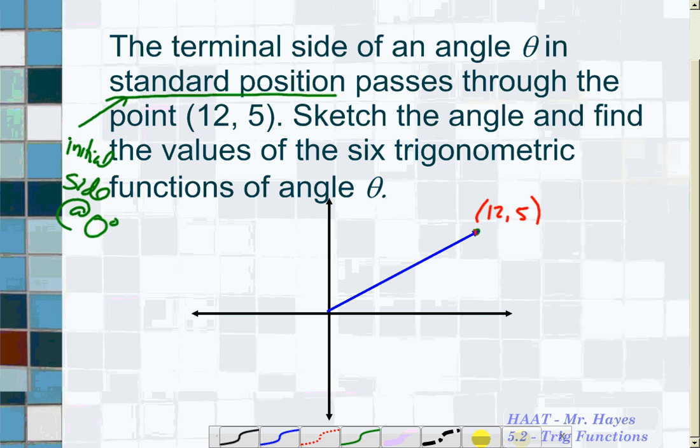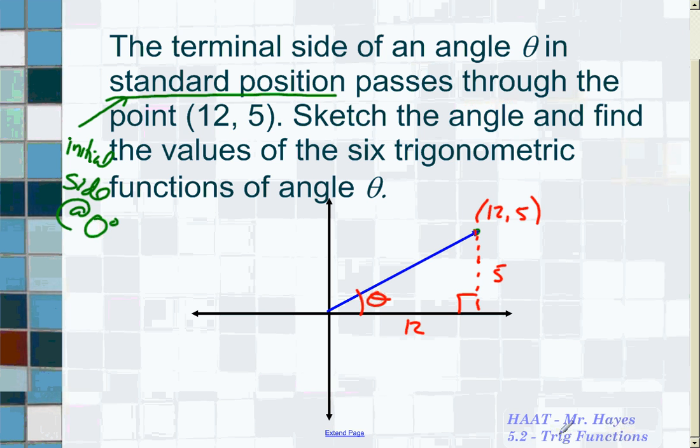Which means that the altitude here forms a right angle. That's 5. This is 12. So then, because it's a Pythagorean triple, now you're going to go through and find sine, cosine, tangent, etc. Your angle is this angle right here. So then you're going to have to go through and find all the sides.